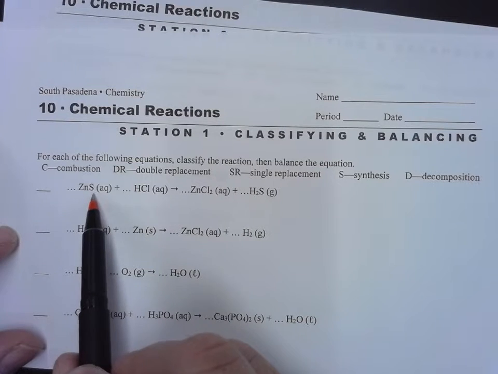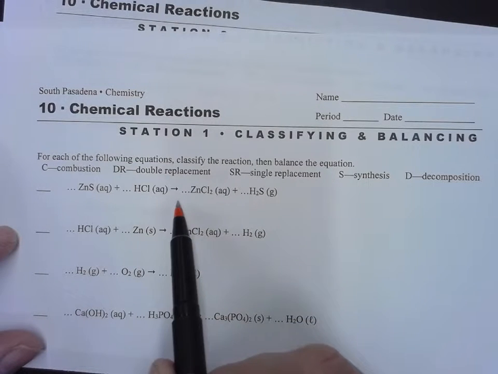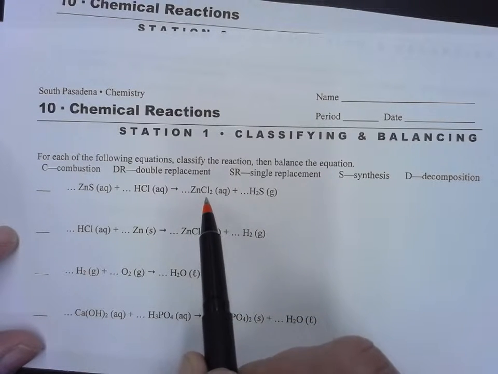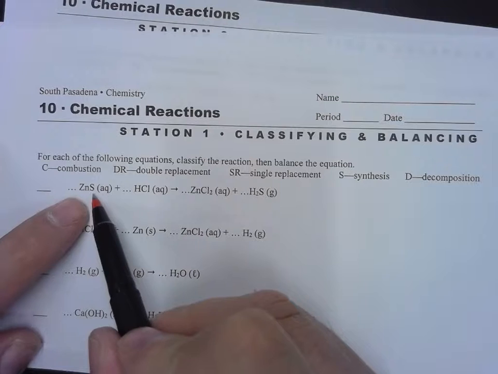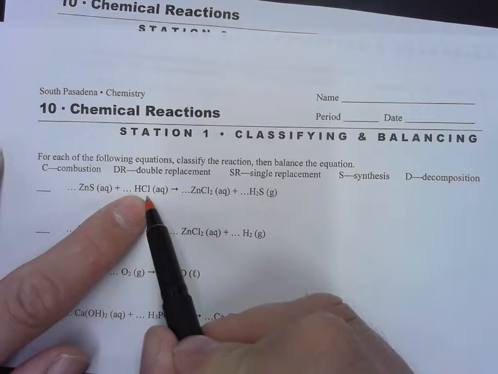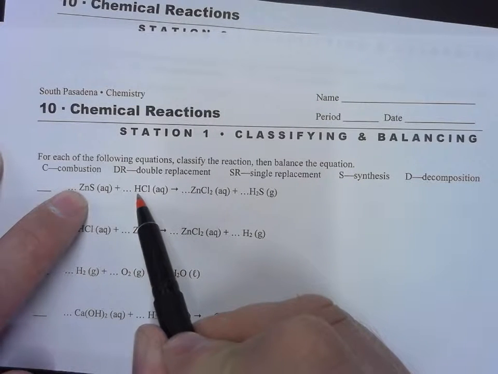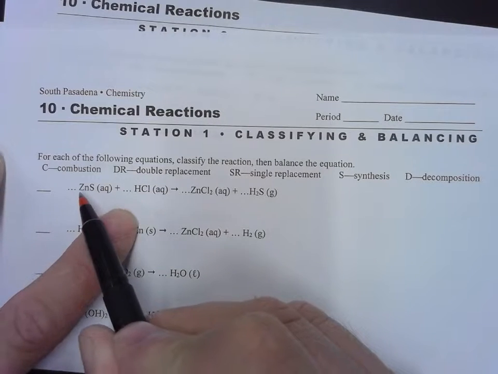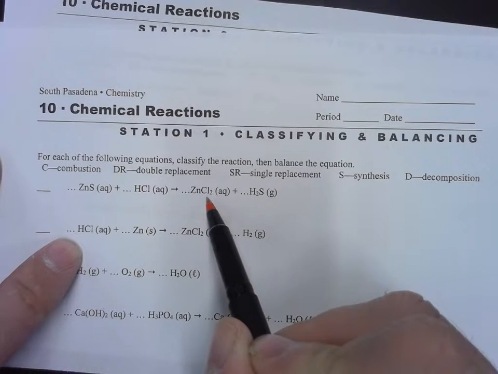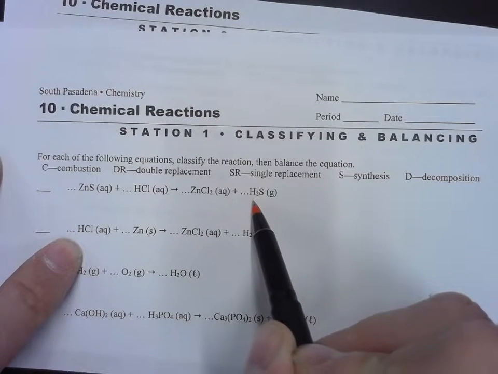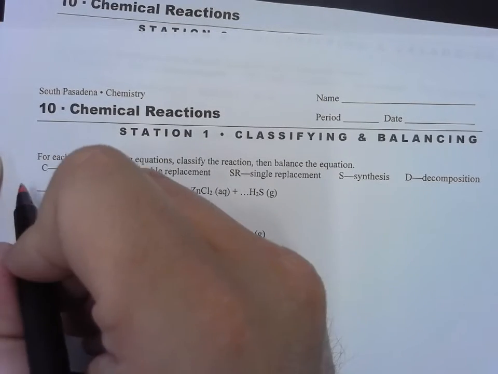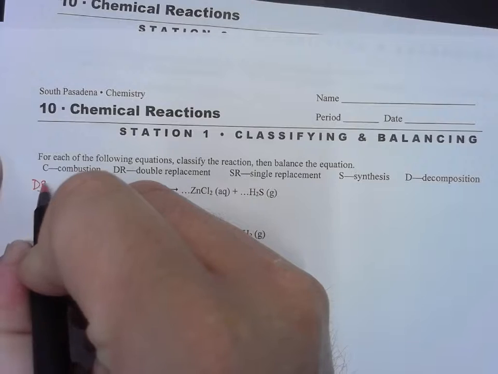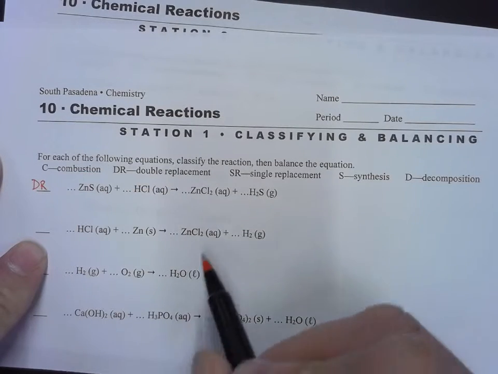Zinc sulfide plus hydrochloric acid yields zinc chloride plus H2S, hydrogen sulfide. We have a compound here and a compound there, and look what happens. These two things switch. You get zinc chloride, and then you get hydrogen sulfide. So that's going to be a double replacement reaction.